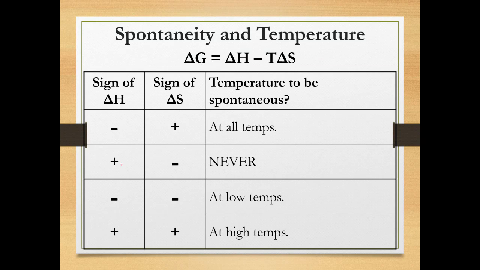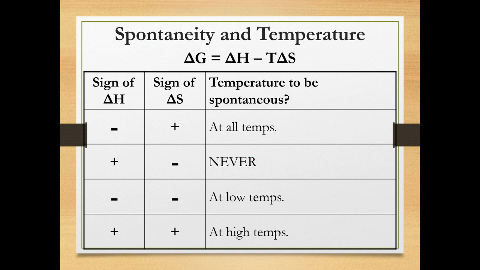Let's try another one. Let's say that delta H is positive and delta S is negative. If delta H is positive, that contributes to making delta G positive. That's not favorable. If delta S is negative, minus a negative would make all of this positive. So a positive and a positive makes delta G positive, and positive delta G is not favorable. So if delta H is positive and delta S is negative, the reaction would never be spontaneous. So that can't happen.